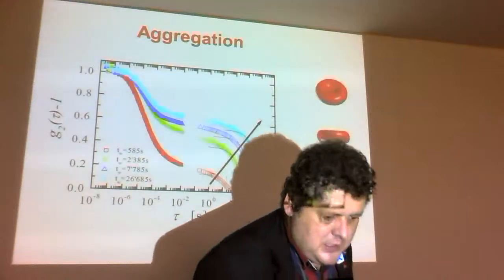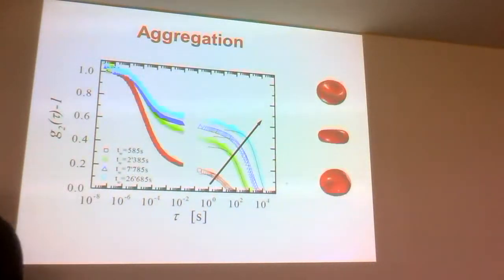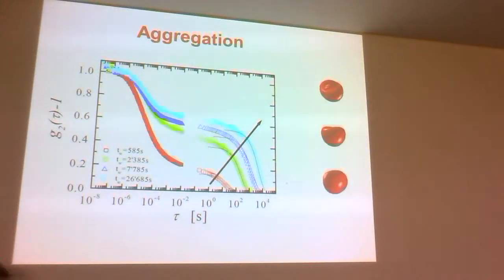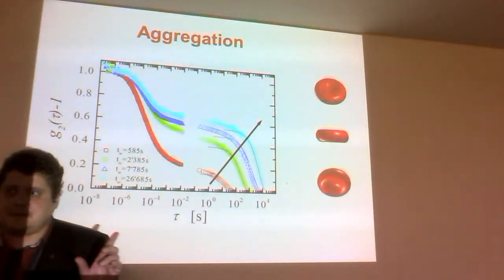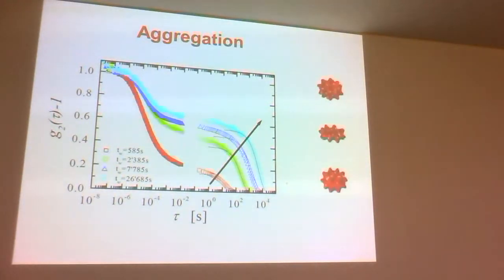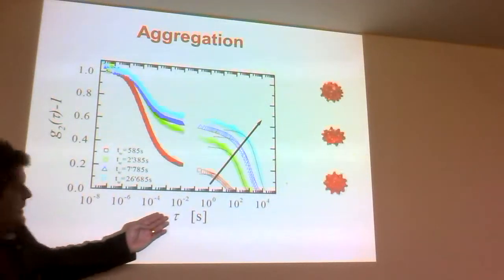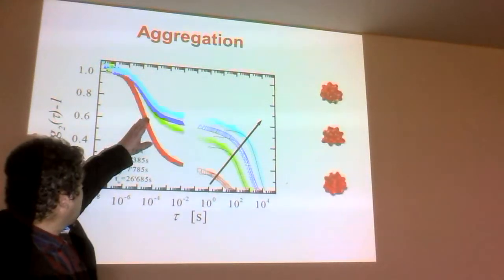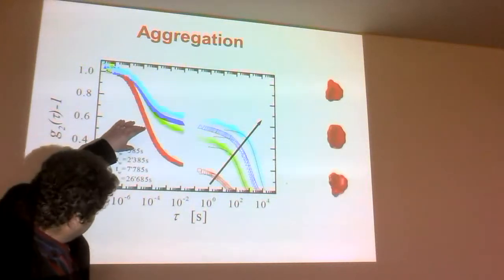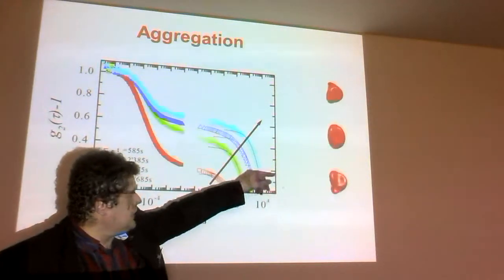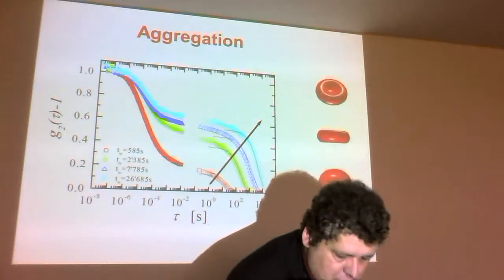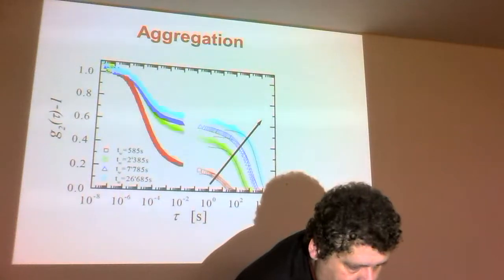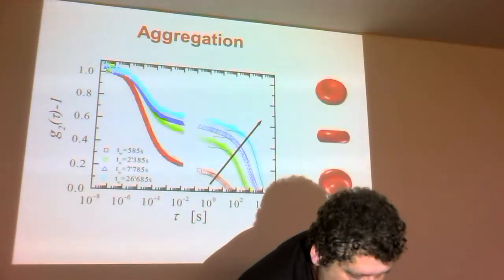And just one example, when we consider the aggregation of, let's say, red blood cells. You see that different parts of this correlation function can be used as a quantitative parameter for different aspects. Some could be related to aggregation, and some could be related even to the shape of the particles.